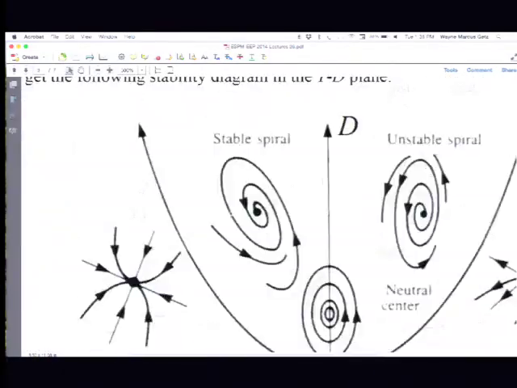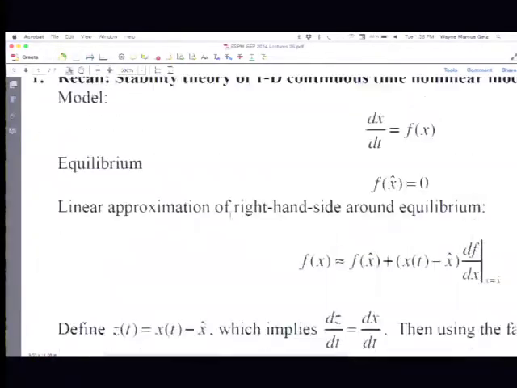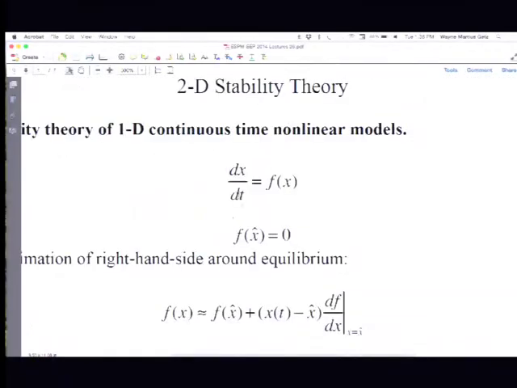The takeaway point that I want to make in terms of your understanding about stability theory is that in the same way that we can take the linear system dx/dt equals f of x and evaluate the derivative of f at the equilibrium x and look at its sign in order to determine the stability properties of x.